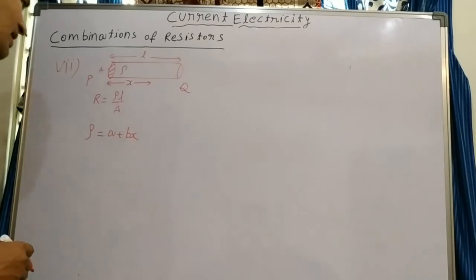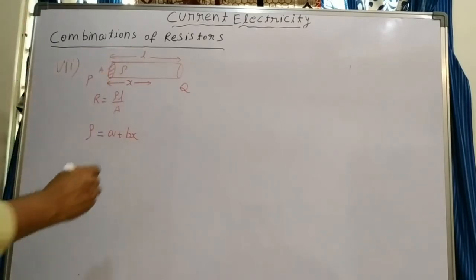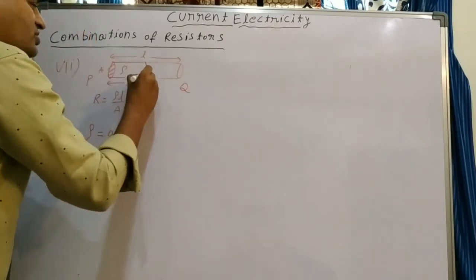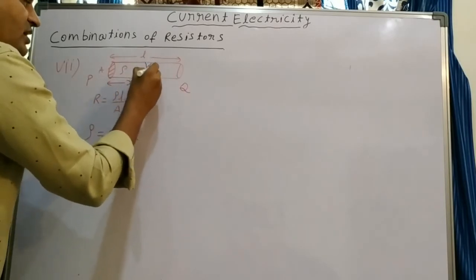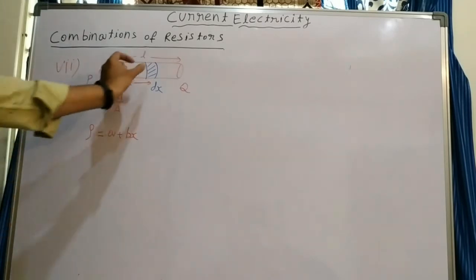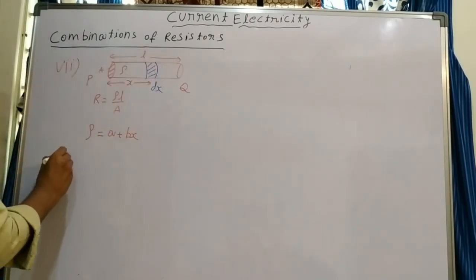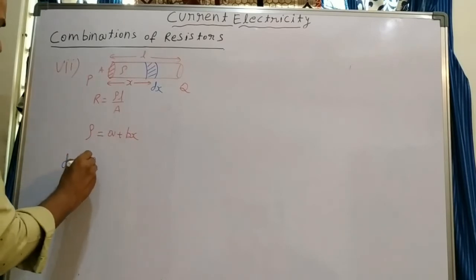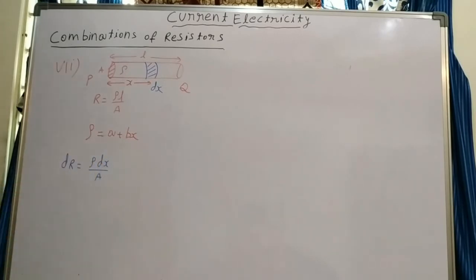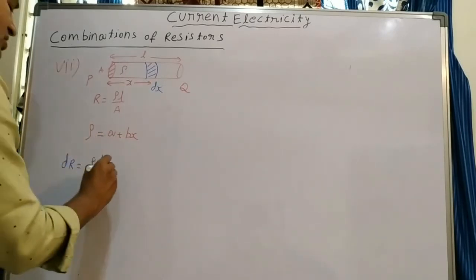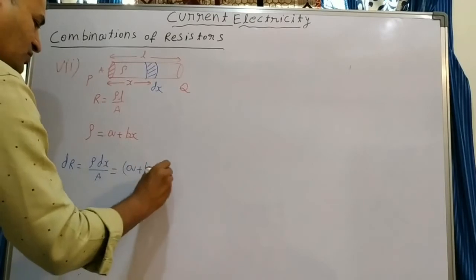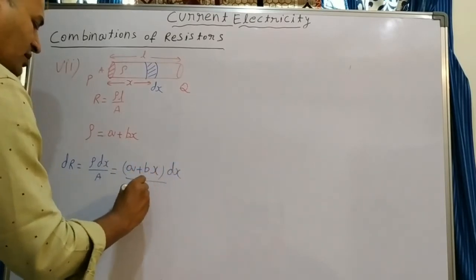For that we can't calculate at one time because resistivity is continuously changing. That's why you choose a particular portion here, a particular portion which is at distance X from one end, and the length of this small portion is dx. Now calculate the resistance of this small portion, which you can take as dr. dr is equal to rho length dx by area of cross section A. What is rho here? This changes according to this, that is A plus bx into dx by A we get.